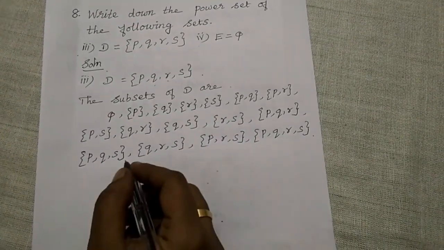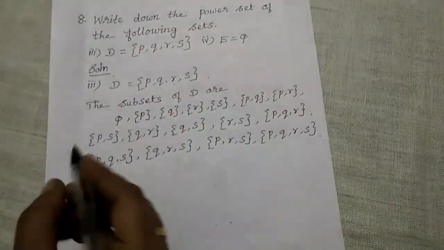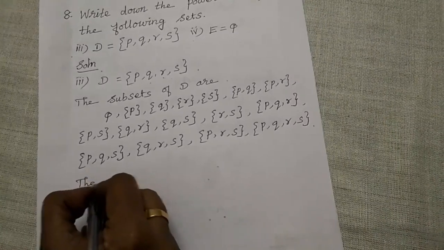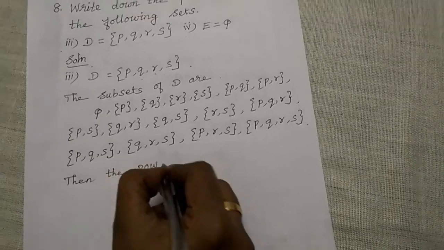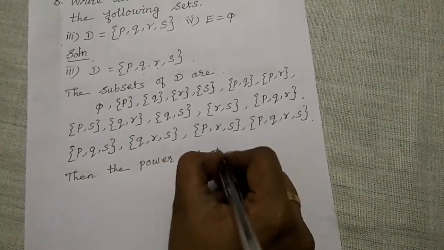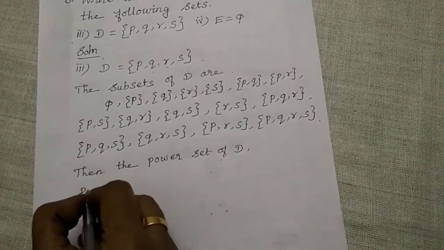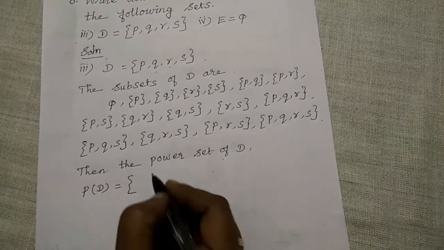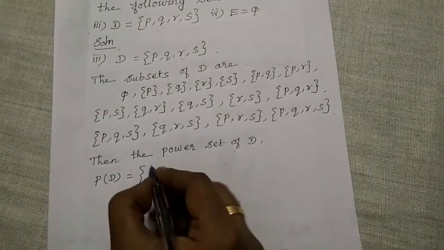Then we have to find the power set. Our question is power set of the following sets. Okay, then the power set of D, that means P of D, isn't it? And P of D is equal to set of all subsets, set of all the subsets we have to write here.